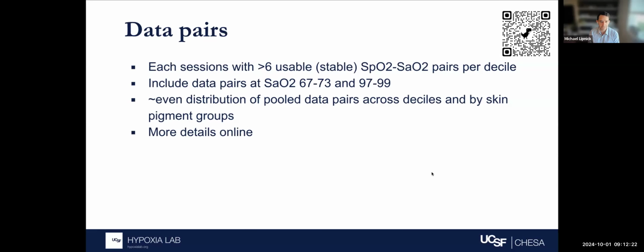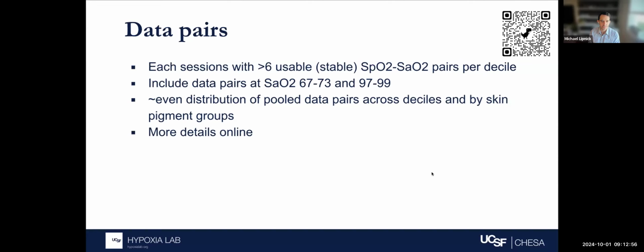For a session to be kept, it had to have at least 6 usable stable SpO2, SaO2 data pairs in each of the deciles, 70 to 80, 80 to 90, 90 to 100. It needed to include data pairs at the low and high end. We, in the past, had used 70 to 73. We extended that to 67 because not infrequently we had stable plateaus just below 70, which we felt were useful and achieved the same goals, and avoided having to throw out sessions because it was less than 70.